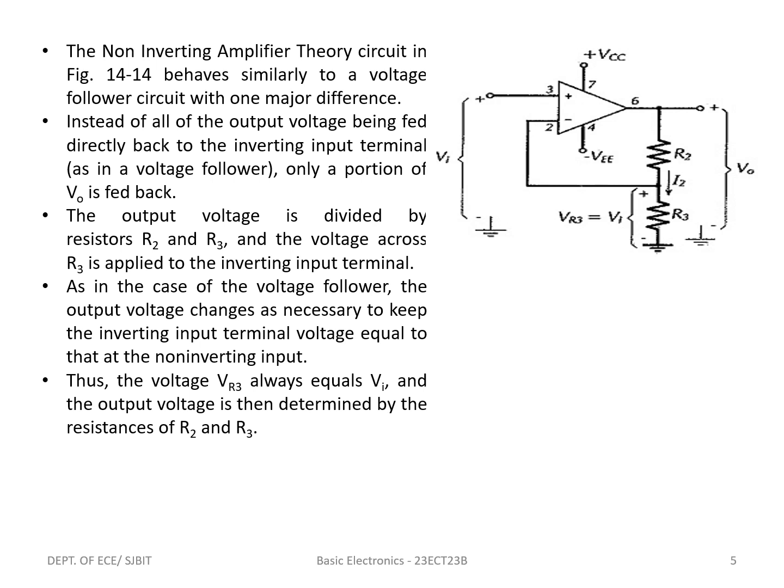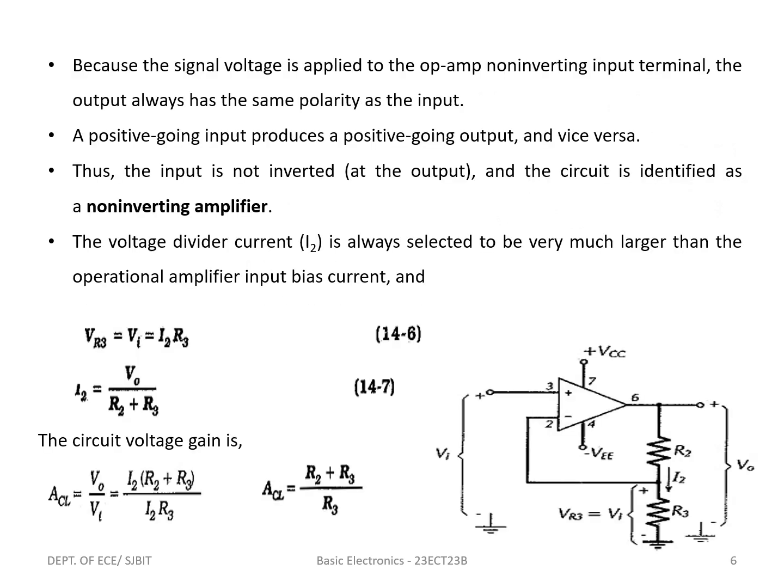Thus, the voltage VR3 always equals VI and the output voltage is then determined by the resistances of R2 and R3. Because the signal voltage is applied to the op-amp non-inverting input terminal, the output always has the same polarity as the input. A positive going input produces a positive going output and vice versa. Thus, the input is not inverted and the circuit is identified as a non-inverting amplifier.